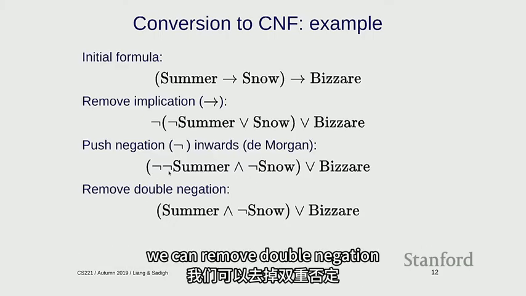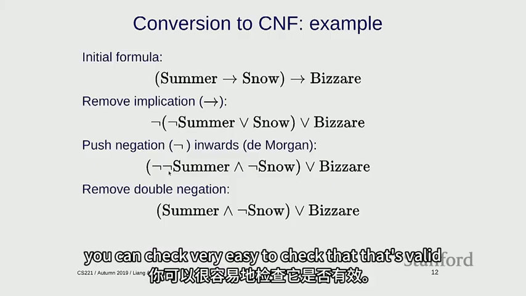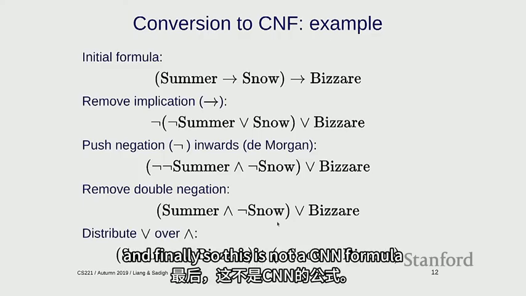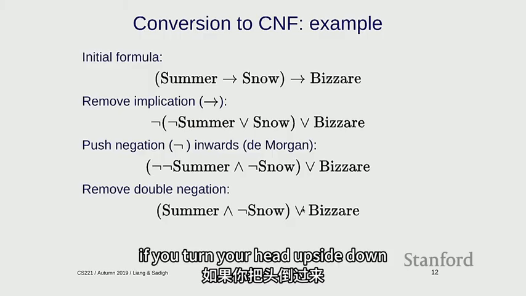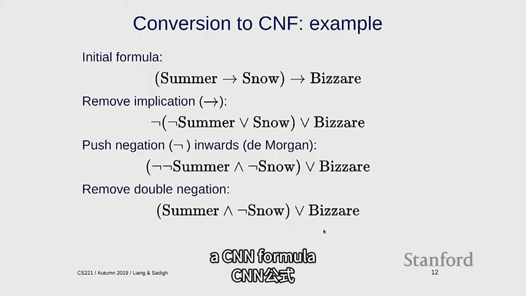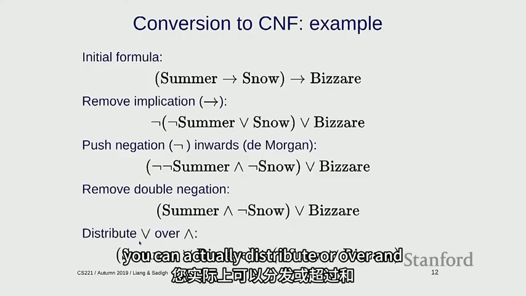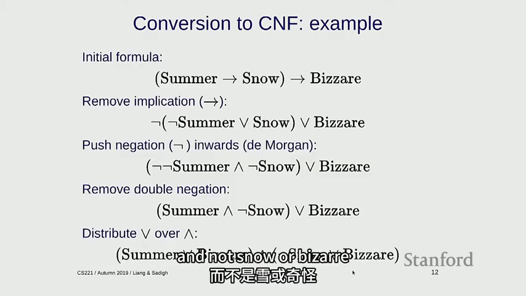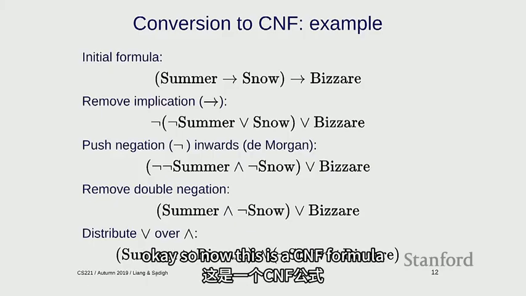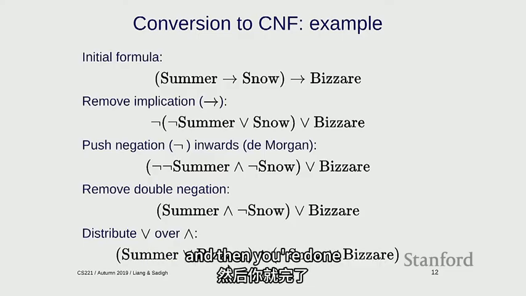We can remove double negation. It's very easy to check that that's valid. And finally, this is not a CNF formula. It might look like one, but it's not. If you turn your head upside down, it actually looks like a CNF formula. But the reason is that and is on the inside, but it really should be on the outside. To fix that, you can distribute or over and, which allows you to say this is summer or bizarre and not snow or bizarre. Okay, so now this is a CNF formula, and then you're done.